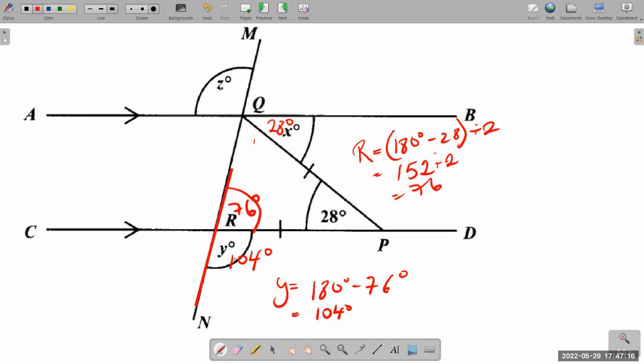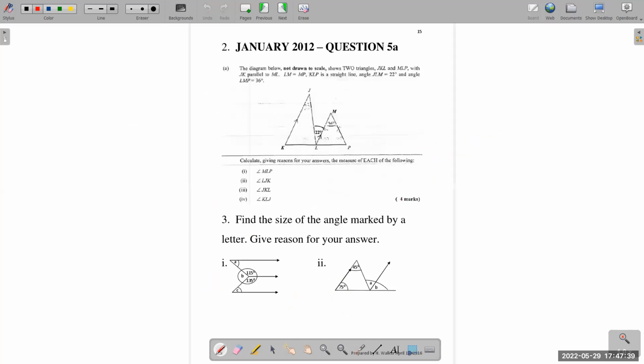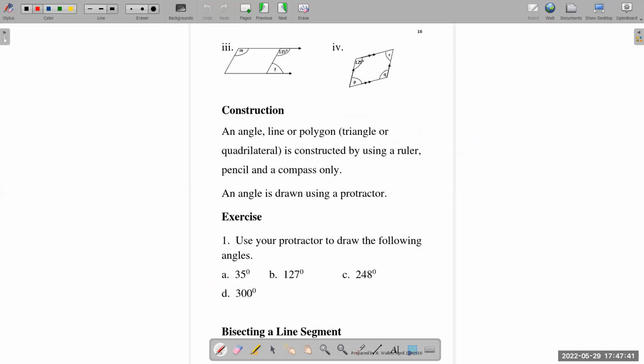Z is 104 too. Because if Y is 104, that means here is 104, and that means up here is 104. What do we call that? We use vertically opposite first, and then we use corresponding. So you see how these things could come, right? All right, so let's move on.